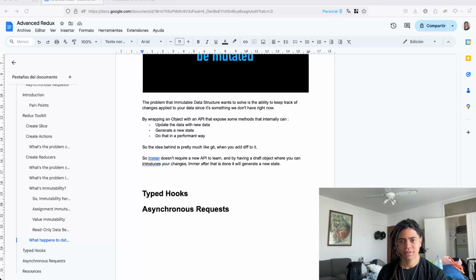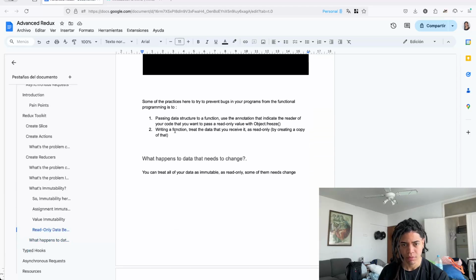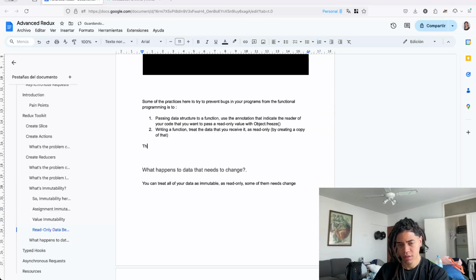That's how we deal effectively with value immutability. So read-only data structures deal effectively with value mutability.